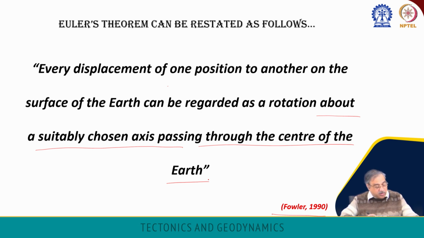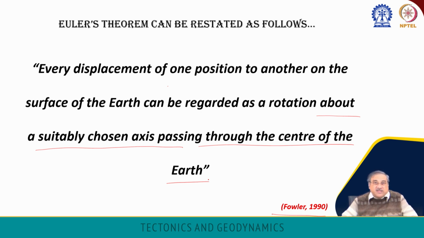So Euler's fixed point theorem is something that is actually vital for us. I mean, it's something that is important for us to understand. We restate this in the context of the Earth while analyzing plate motions. And how do we do it? We restate this by saying that any motion that takes place on the surface of the Earth, we can consider it to be a rotation about an axis. We choose this axis. This choice of the axis is up to us, right? A suitably chosen axis passing through the center of the Earth.